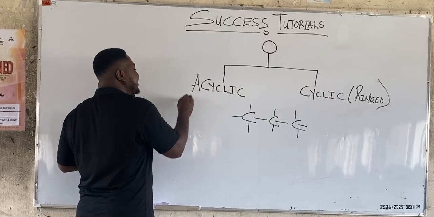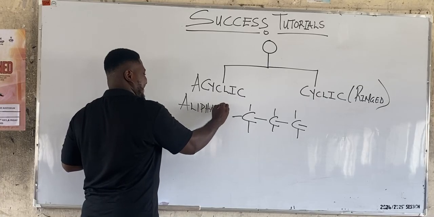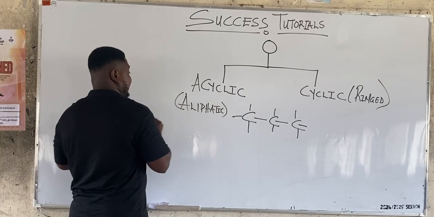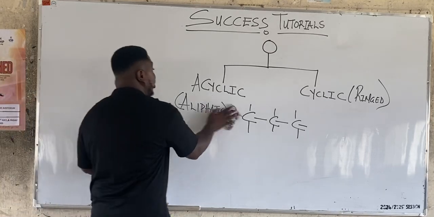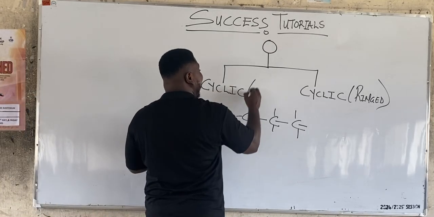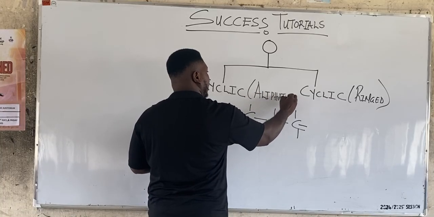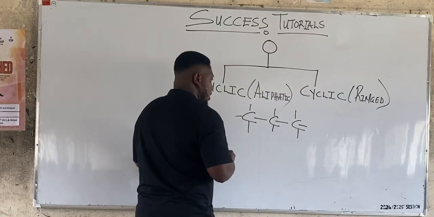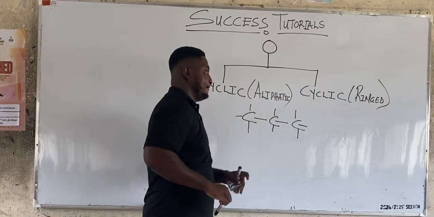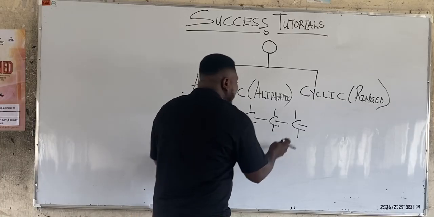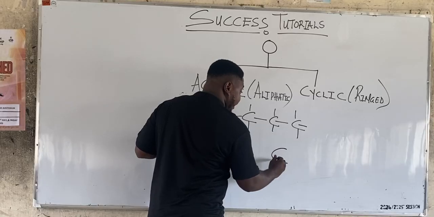But acyclic means aliphatic. Ali what? So if you want to call you acyclic, I can call you aliphatic. Let's put it beside it. Aliphatic. Please follow me. So this guy now is acyclic or aliphatic. But class, this same guy that is aliphatic can be what? Transformed to a ring.